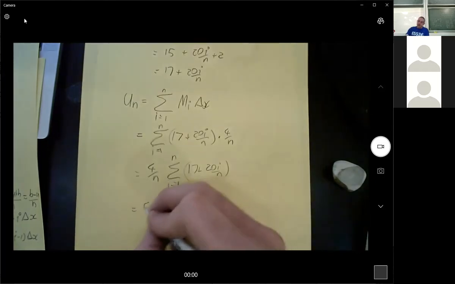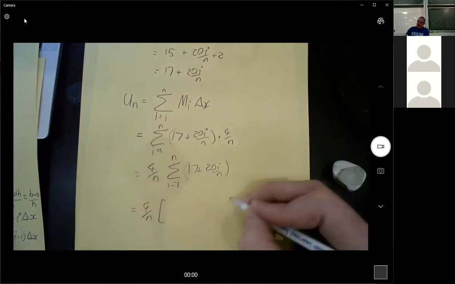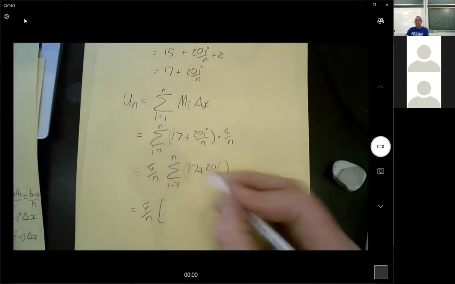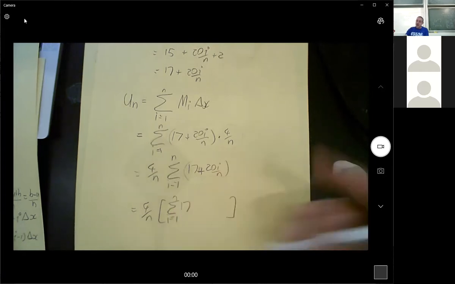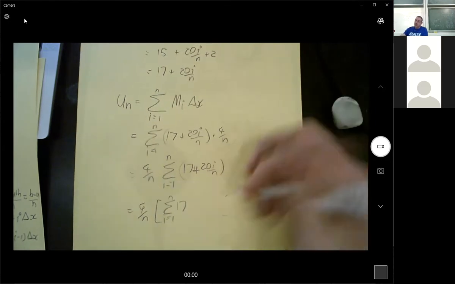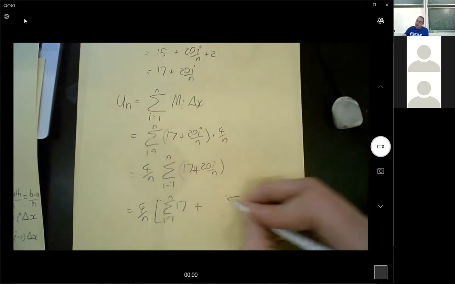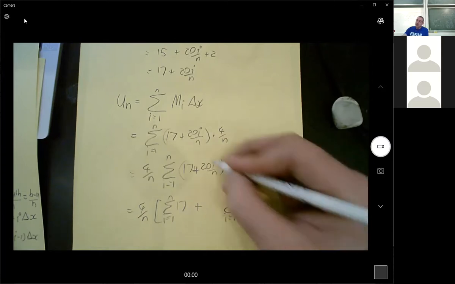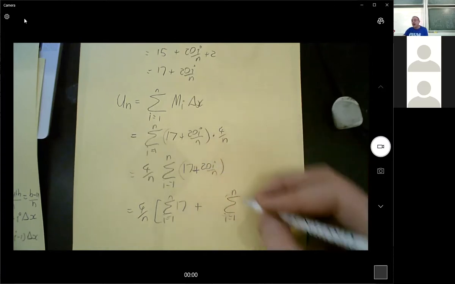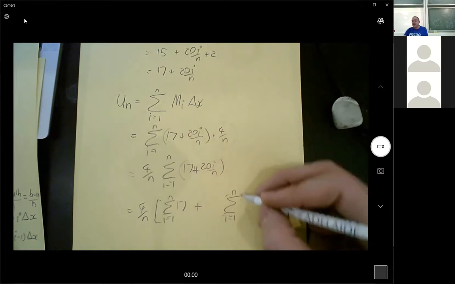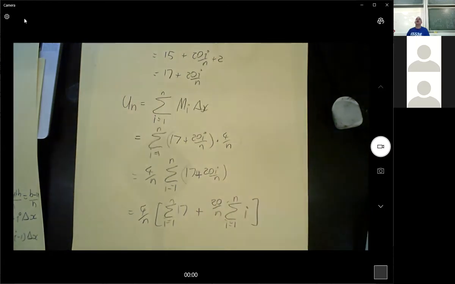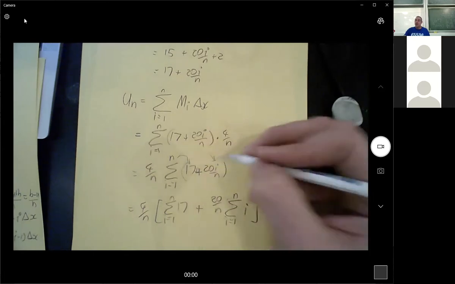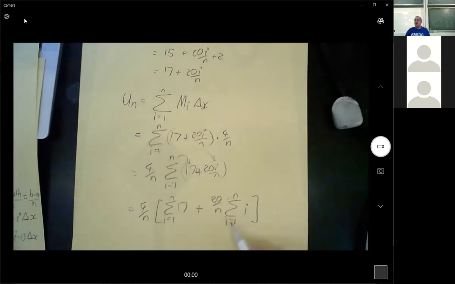And with sums, I can do the two pieces with a plus separately. So I can have the sum from i equals 1 to n of 17, and separately, the sum from i equals 1 to n of 20i on n. But then that would have a 20 on n in it that doesn't involve an i, and I can bring that out the front, like that. So I did two things at once there. This sum attached itself to both of those, and then the constant came out the front of this one.